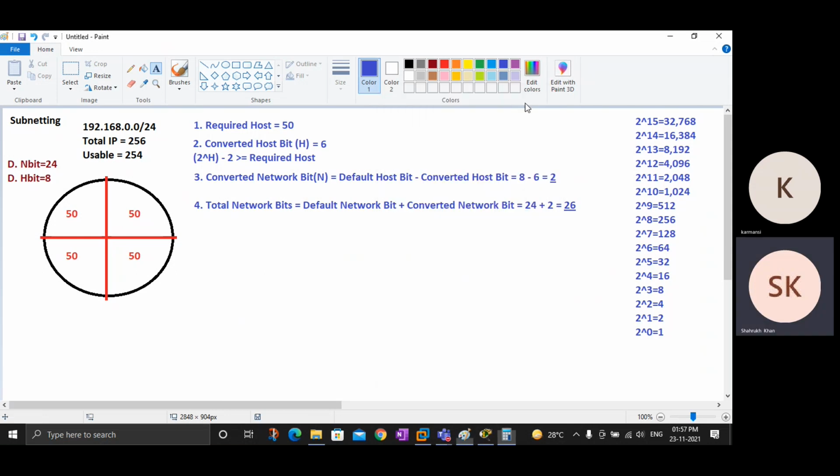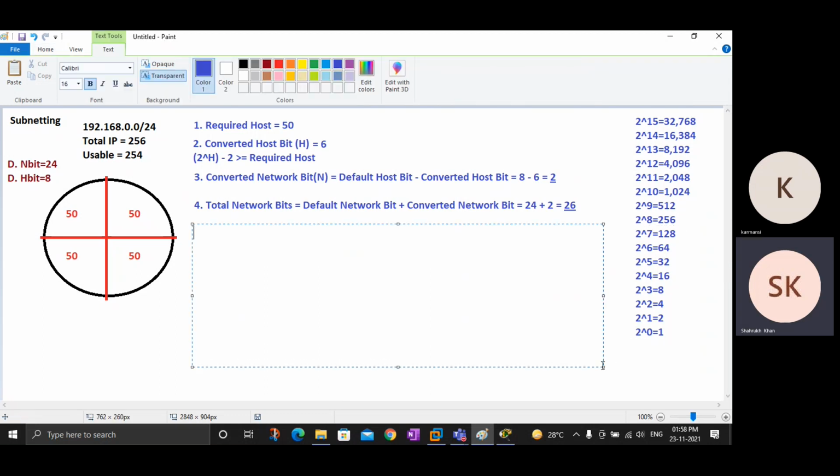So in the hit and trial method, you need to make a guess, like it could be somewhere closer to this value, and then solve it one by one. Then the third one is converted network bits. For that we have a formula: default host bits minus the converted host bits. So we'll get the network bits that will be converted for the new network. So we got value 2. And for the total network bits, you just need to add your default and converted network bits. You'll get the value 26.